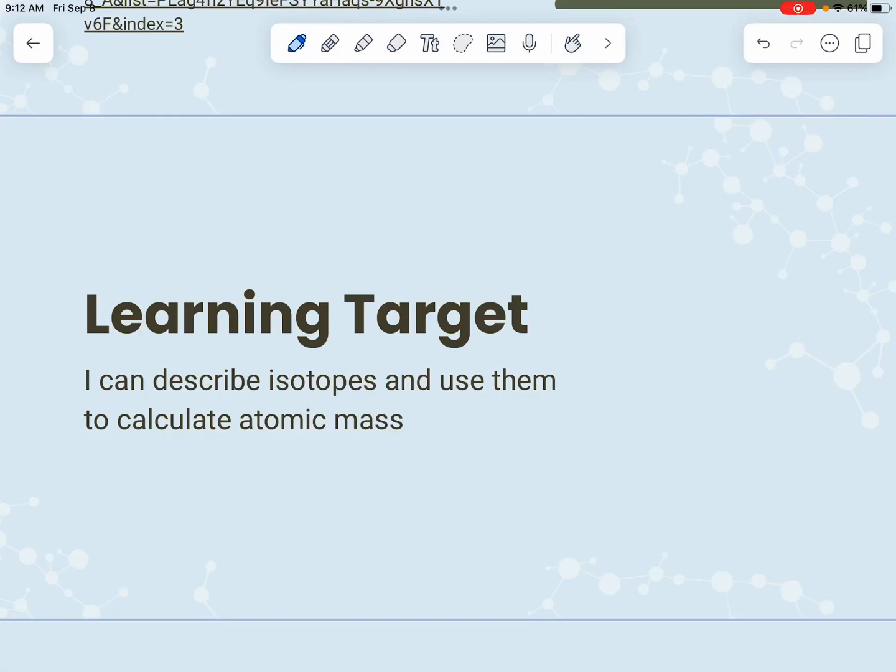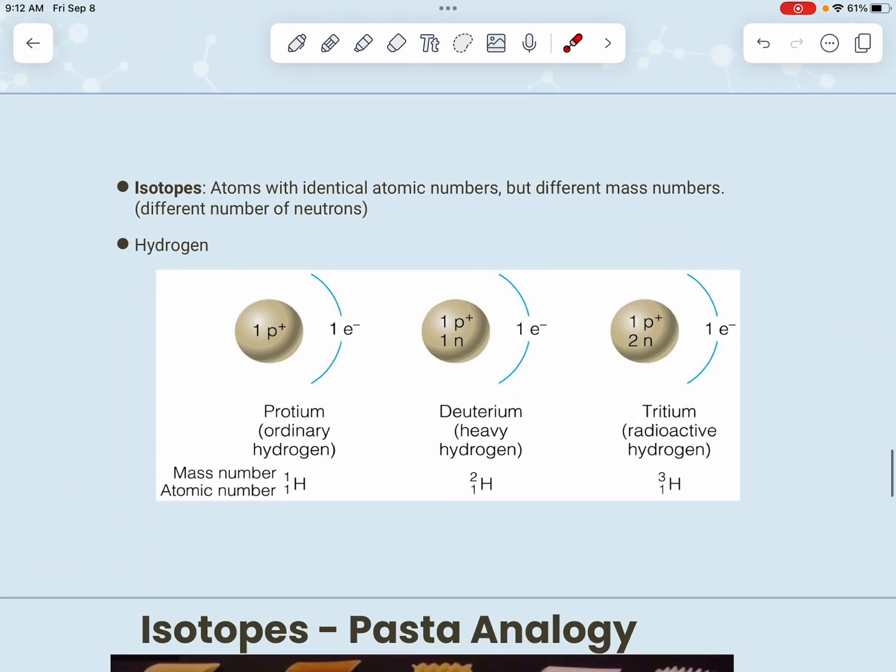Hi everybody, today's learning target for this video is I can describe isotopes and use them to calculate atomic mass. So we're going to be talking about isotopes a lot today and how those work. We have briefly mentioned those in the past and today we're going to really dive into them.